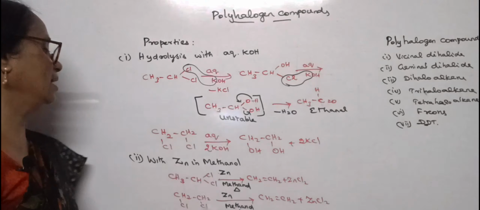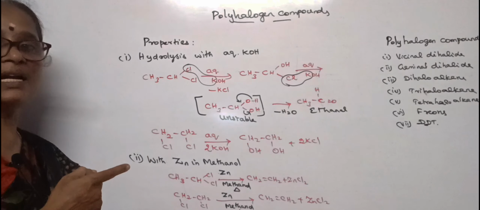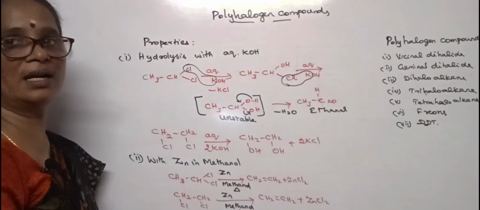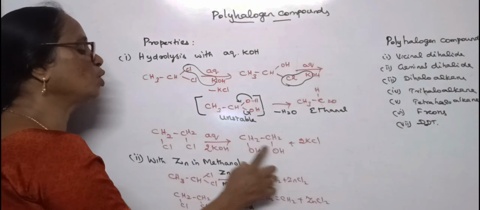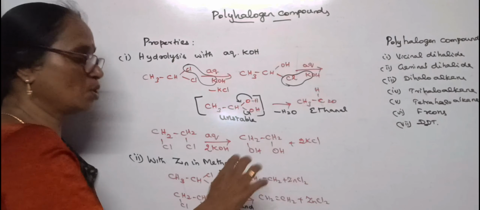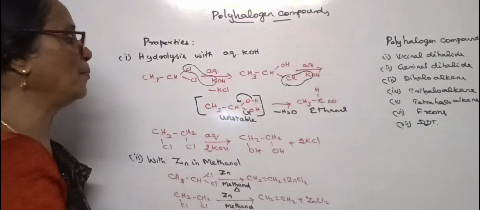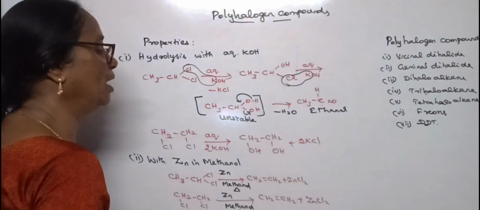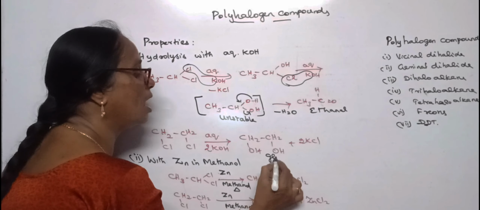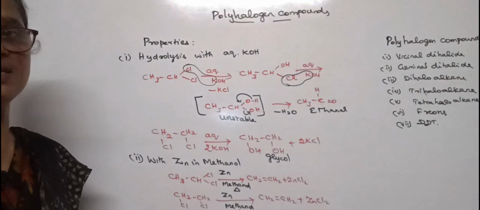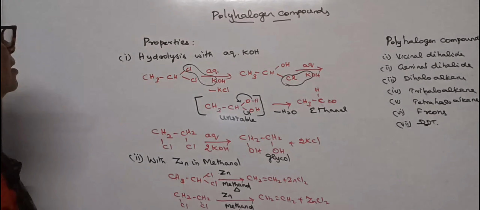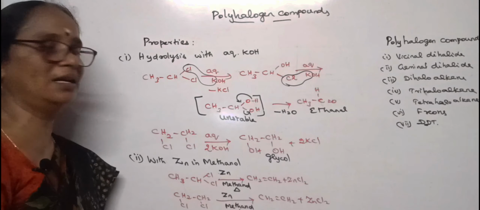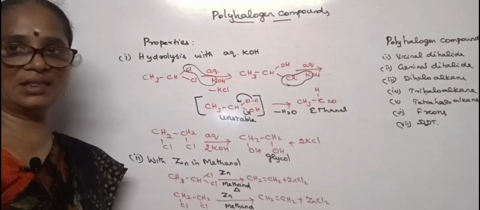Like geminal dihalide, vicinal dihalide also undergoes substitution reactions with potassium hydroxide, but in this case the OH groups are at the adjacent position, so that makes the compound stable compared to 1,1-dihydroxyethane. So this becomes stable, and this product is glycol or 1,2-dihydroxyethane.